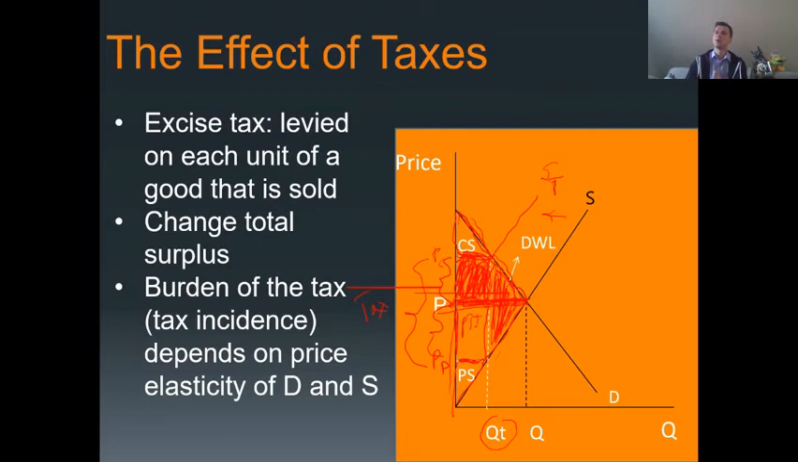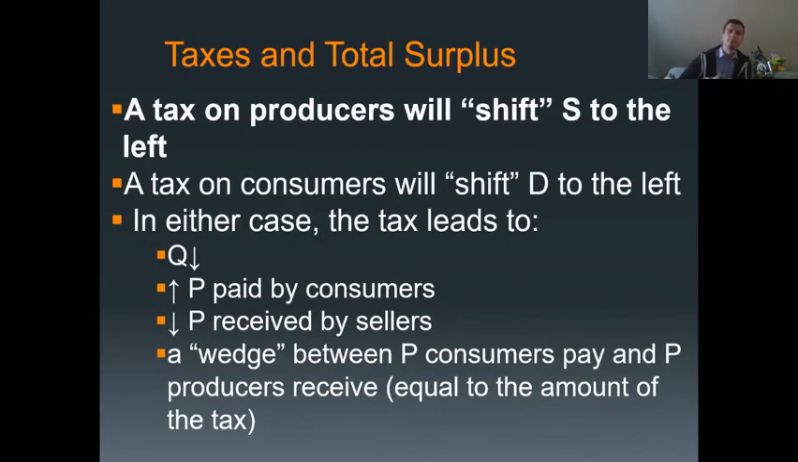Who has the greater inelasticity? Who has less flexibility in terms of what they are doing in the market? If suppliers have more flexibility, they pay less of the tax. If consumers have more flexibility, they pay less of the tax. Now, if we look at what it means for total surplus, a tax on producers is going to shift supply to the left, as we said. A tax on consumers will shift demand to the left.